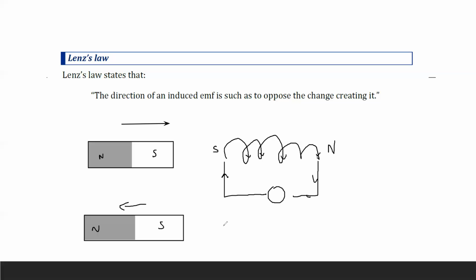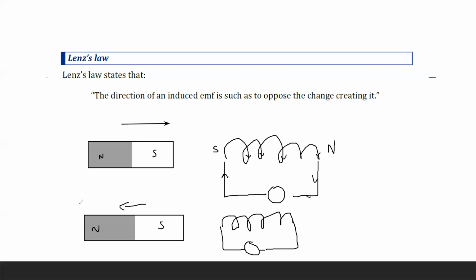So if we move in the opposite direction, this is also producing a change in the magnetic field. As there is a change in magnetic field, EMF will be induced. But in which direction will the induced EMF occur? It will always try to oppose the change. How will it oppose the change?